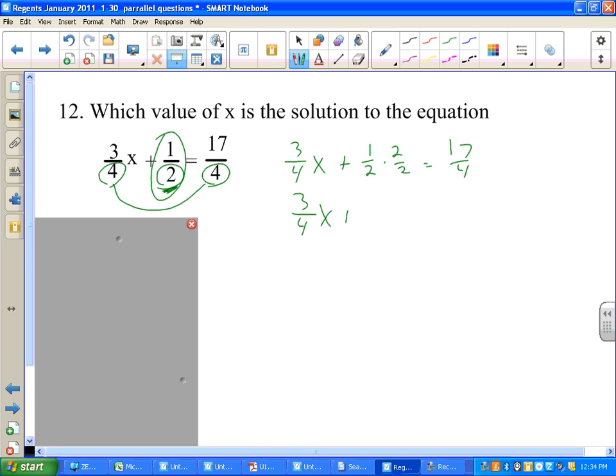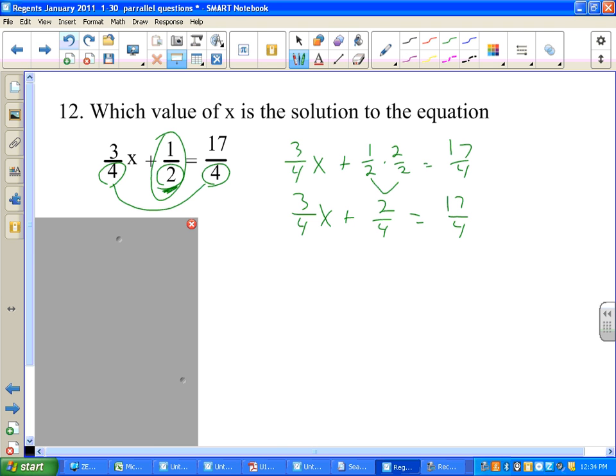So 3/4 x plus 2/4. 2 times 1 is 2, and 2 times 2 is 4. Eating 2 slices of pizza out of 4 is the same as eating half of the pizza. That's half the pizza, our original statement. Equals 17/4. Remember, whatever I do to the left-hand side of the equation, I have to do to the right-hand side of the equation. I didn't change this number at all. 2/4 is the same as 1/2.